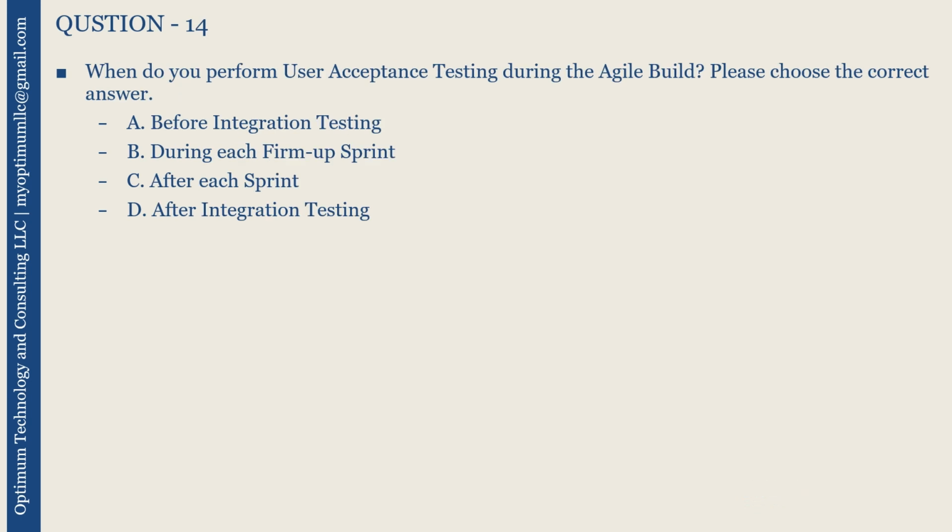Question 14. When do you perform user acceptance testing during the Agile build? Please choose the correct answer. A. Before integration testing. B. During each firm-up sprint. C. After each sprint. D. After integration testing.